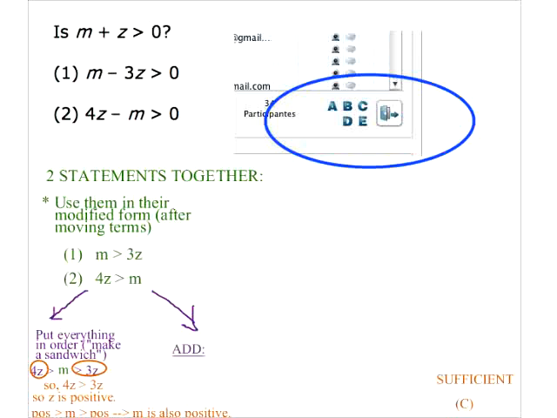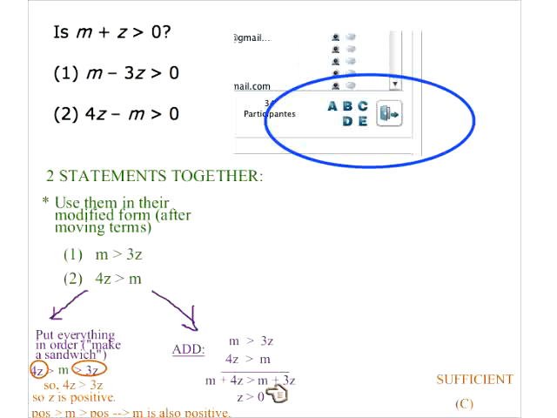So remember, you can add inequalities when they have alligators that face the same way. So m is greater than 3z, and also 4z is greater than m. You can add those, and that'll give you m plus 4z is greater than m plus 3z. And if you subtract out as much stuff as you can, you get that z is greater than 0.